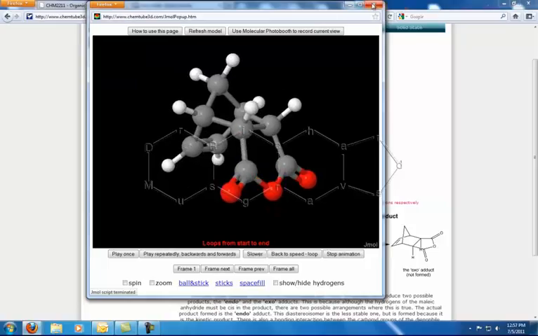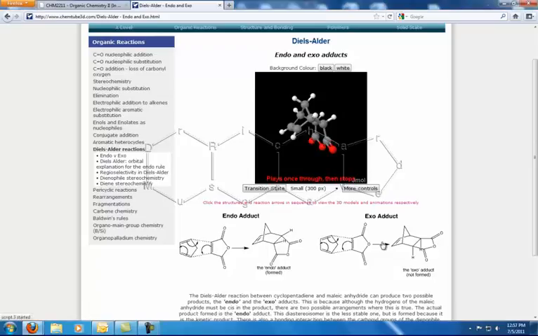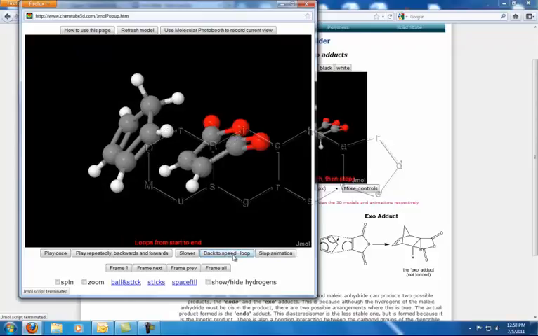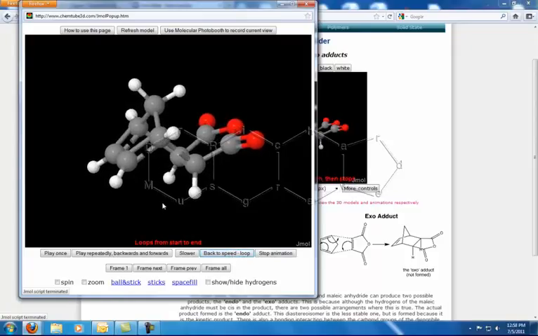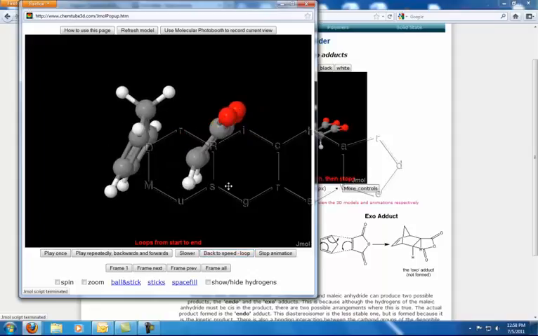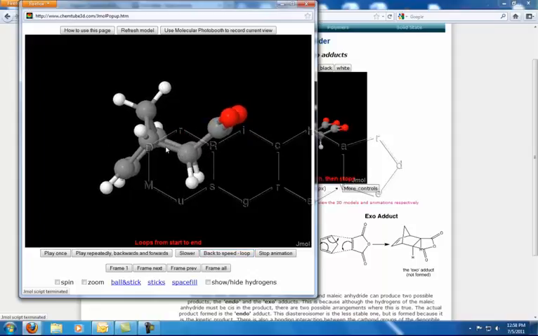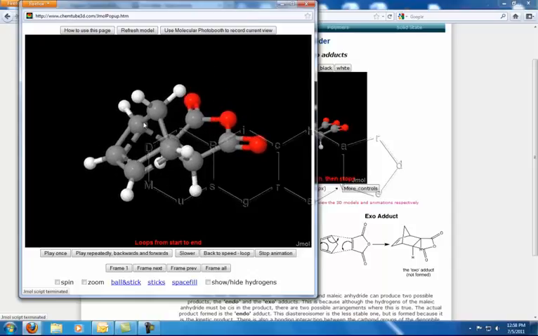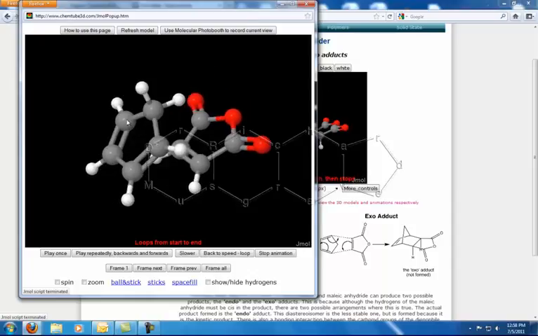Let's take a look at what the exo looks like. And here's the exo. The exo is actually not formed, but this is what it looks like. And let's have a look at the way it forms. See, we've got the two carbons from the dienophile here joining on to the end carbons from the diene, which are here and here.